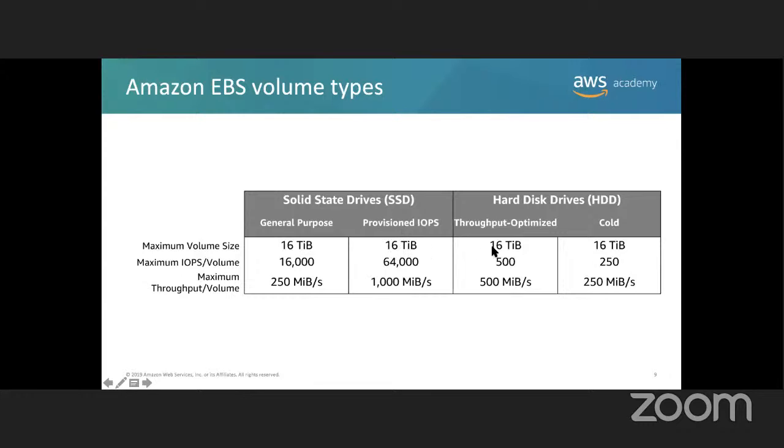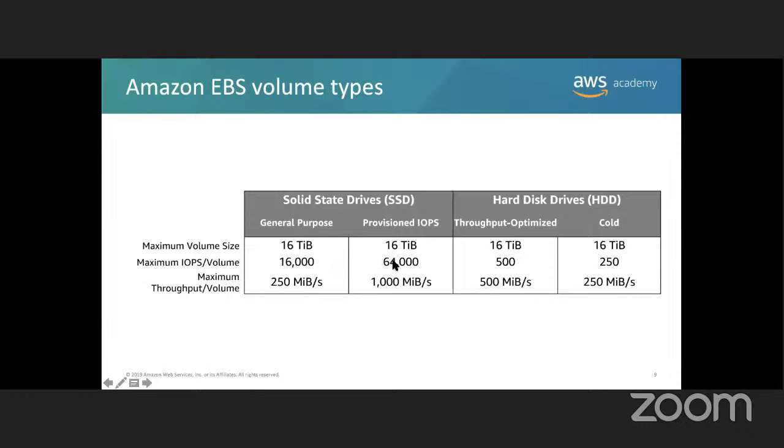Okay, so we have 16 TiB. Provisioned IOPS is 16 TiB, and you can see that all of them have the same maximum volume size. But when it comes to IOPS volume maximum, general purpose is 16,000 IOPS, and that is the highest it can go. If your application needs more than 60,000, then you have to use provisioned IOPS. And of course, guys, this is going to be more expensive. SSD is going to be more expensive than HDD, like even with your computers, all right?